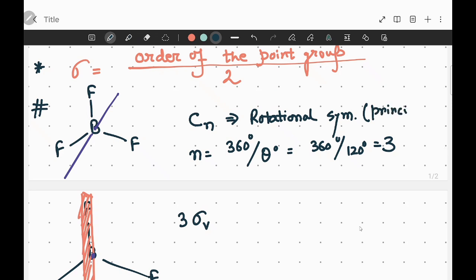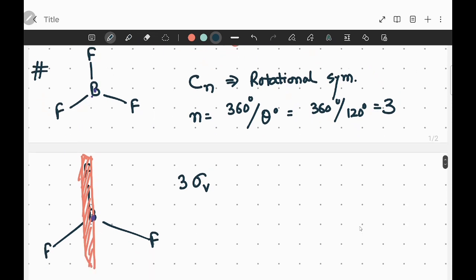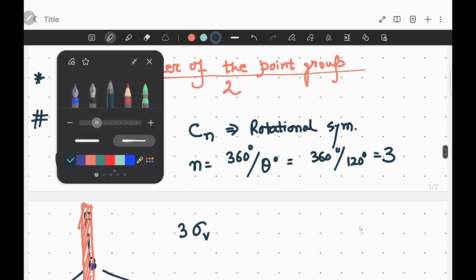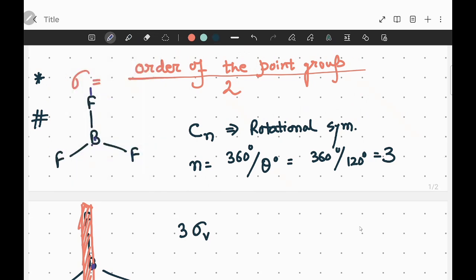There may be other types of Cn as well. Here we get C3, here maybe C2. Just look at it, 3 C2 will be there. How? If you rotate along this axis, then also you will have a rotational symmetry. But this is C2 because you are rotating 180 degree. Which is the largest number here? 3 is the largest number. So that should be the principal axis.